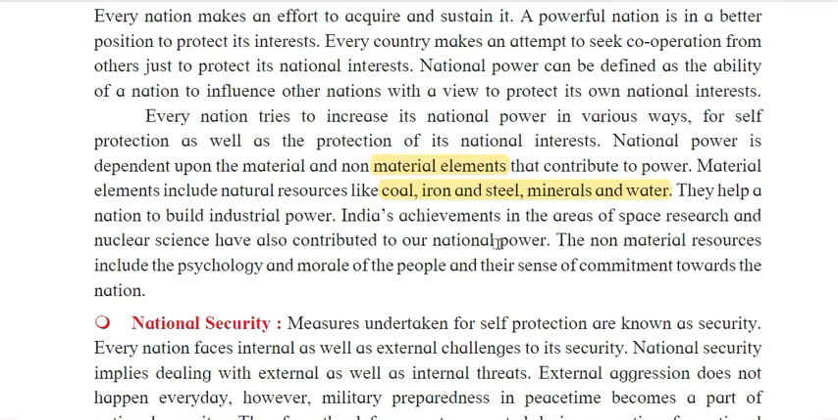So remember these things. Okay, the non-material powers also include the psychology, the mindset of people who are living in a particular nation, then the morals of people, उनकी जो moral values है वो कैसी है, वो भी soft power में आती है, and the sense of commitment towards the nation. So I hope guys it is clear to you.